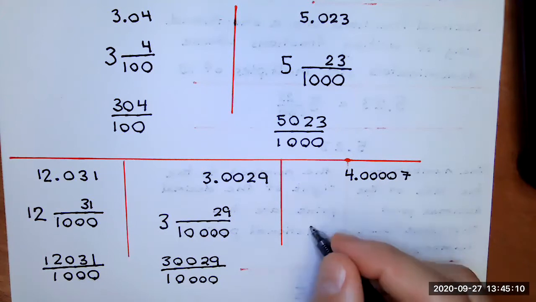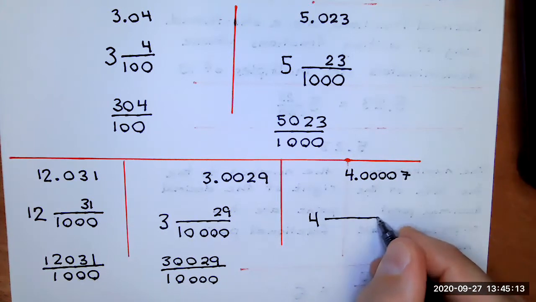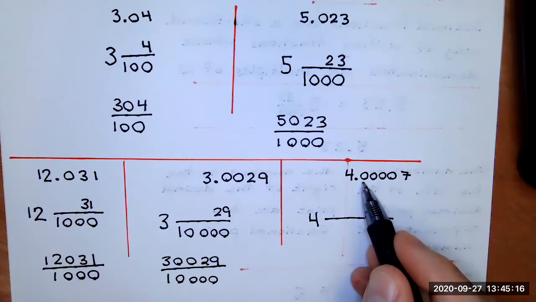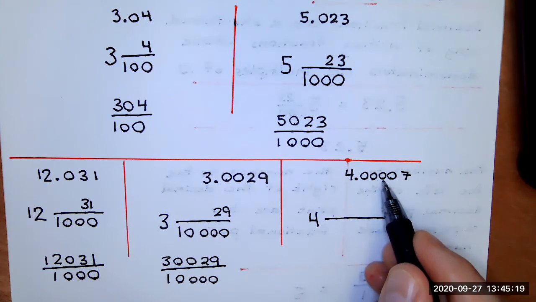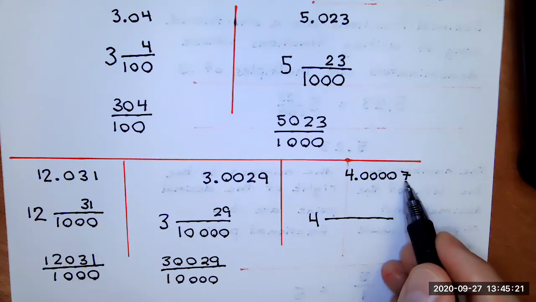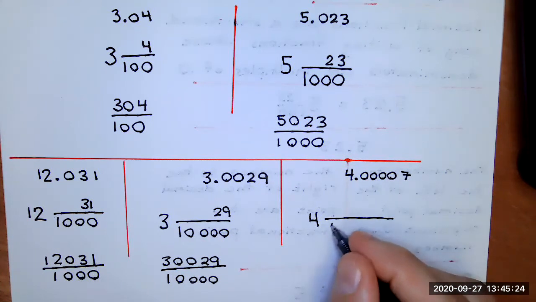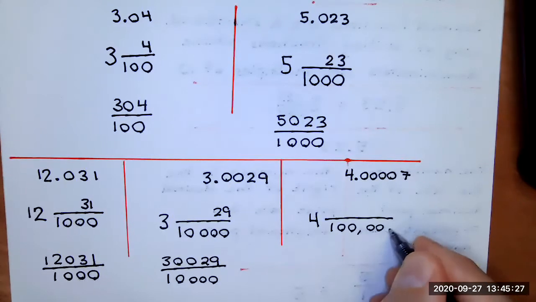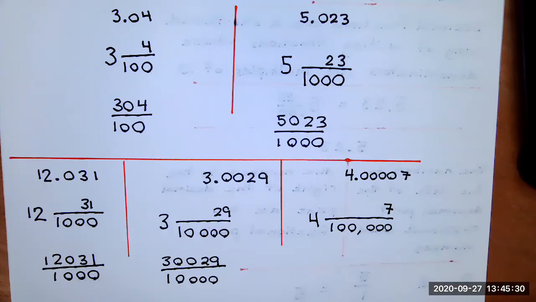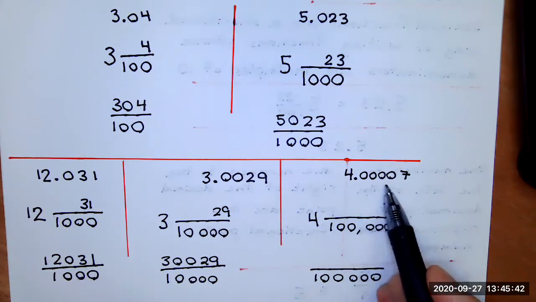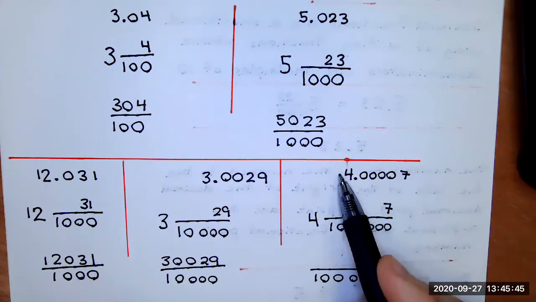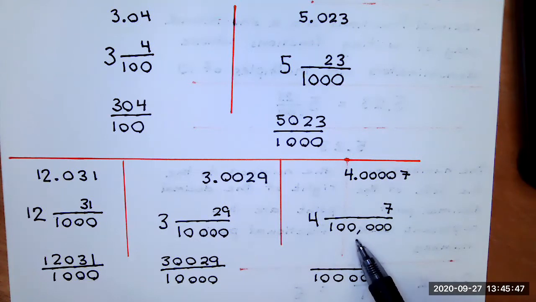All right, 4 is my whole number. And then we count tenths, hundredths, thousandths, 10,000ths, 100,000ths. And then to rewrite that as an improper, the denominator stays the same. And you could just write this number without the dot or convert it. 4 times 100,000 is 400,000 plus 7.